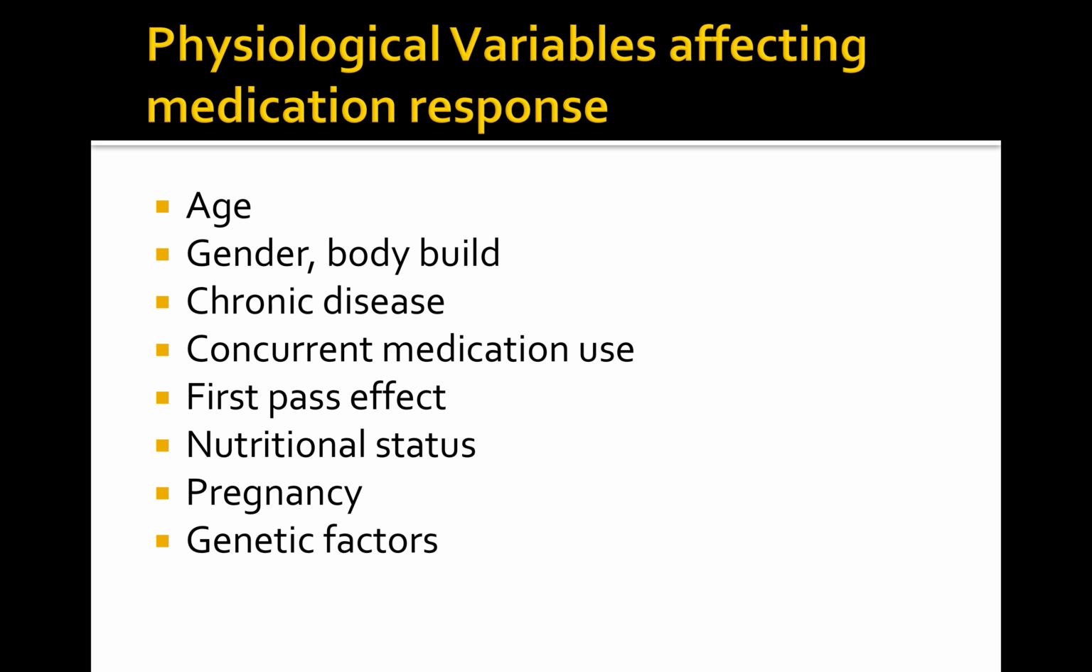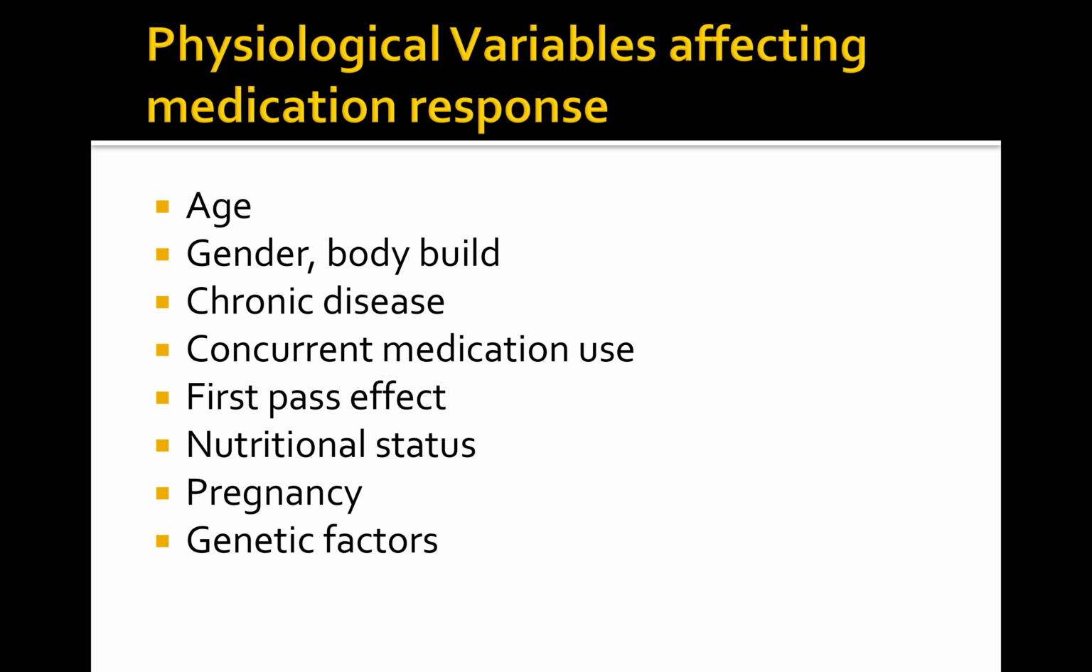Physiological variables affecting medication order response. How old is the patient? Remember, the older they are, depends on if the GI tract is working, the gender, body build, if there's chronic disease. If there's other medications on board, concurrent, they're on other medicines. The first pass effect, remember we talked about how fast something metabolizes, if it has to go through the liver or not. Nutritional status, pregnancy, of course, you know what I'm going to say. Everything's contraindicated. And then genetic factors.